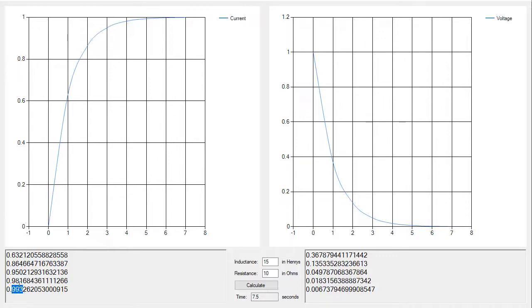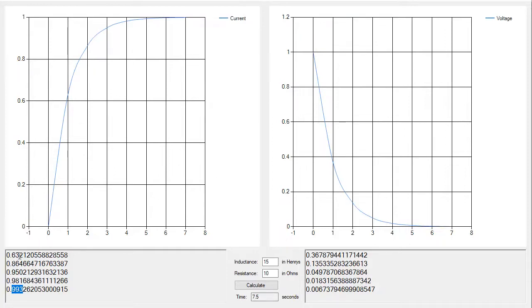Remembering these numbers come from positions on the graph here, and that is a decimal. It's a decimal figure, so you've got to multiply it by 100 to get percentage. So it's 99.326 and so on. So that is 5 time constants, or at least 7.5 seconds, I should say, which is 5 time constants. I should get it right.